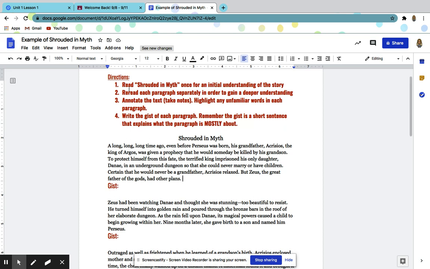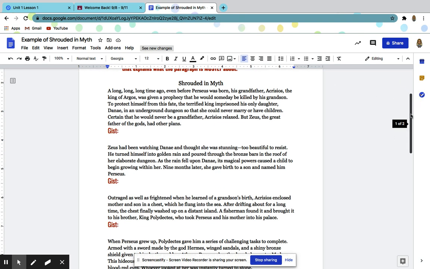So, let's go ahead and pretend that we've done the first direction of reading the whole entire story. So now we're going to skip and move to direction number 2. We're going to reread each paragraph separately in order to get that better understanding. And then we're going to annotate, take notes, and highlight any unfamiliar words in each paragraph. So I'm going to show you an example of exactly what you need to do.